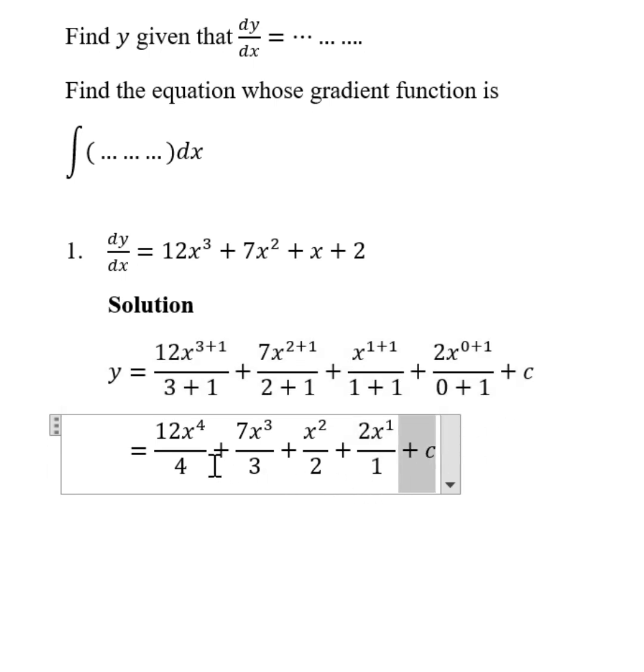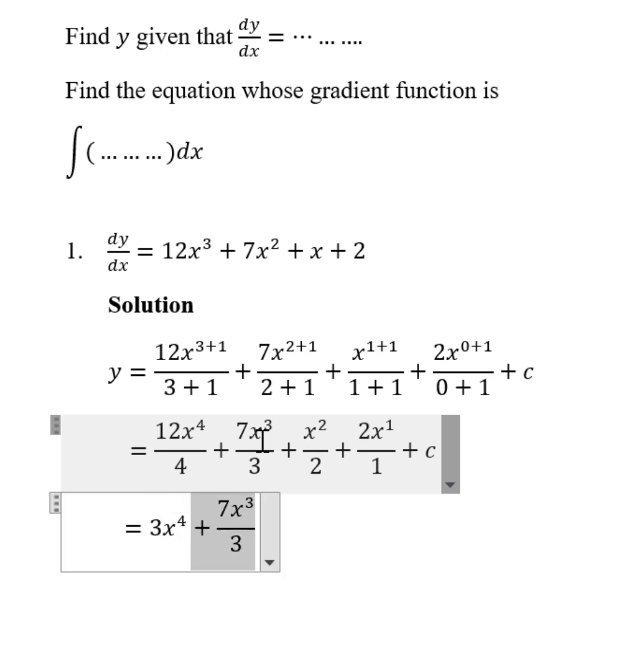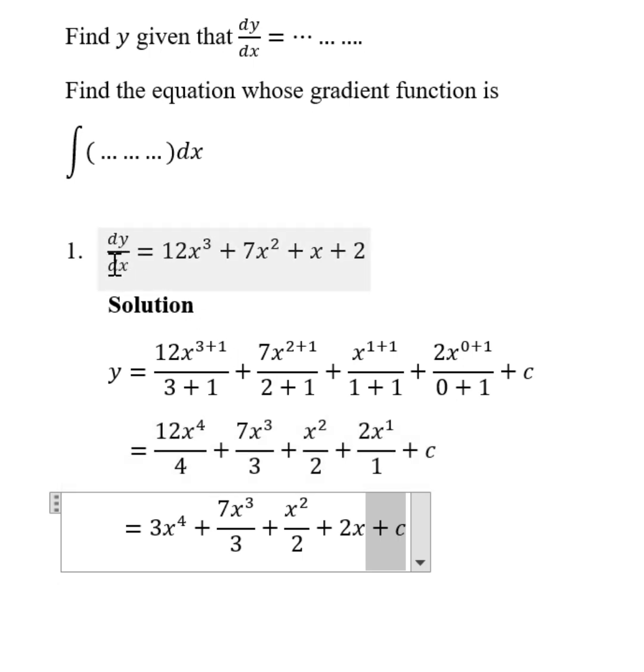You realize that we can simplify this further, so that will be equal to, this 4 cancels 12 3 times, so we shall have 3x raised to power 4 plus this one we cannot simplify it, so we have 7x cubed over 3 plus x squared over 2 can't be simplified, and then 2x raised to power 1 over 1 can be written as 2x, and then plus c. So that is the integral for this equation here.